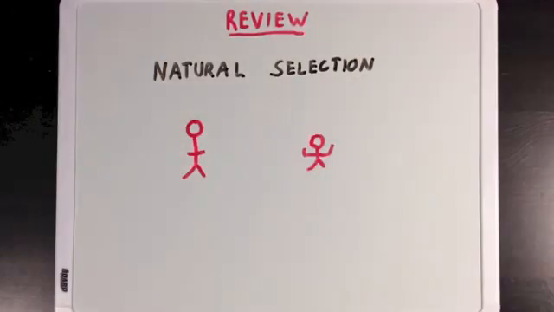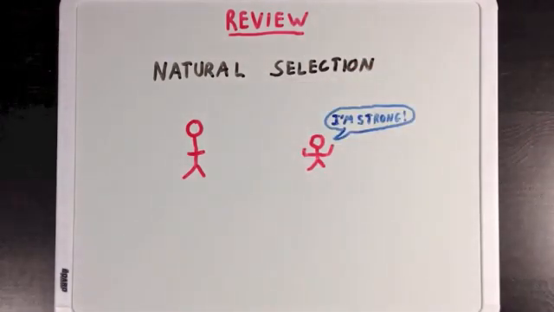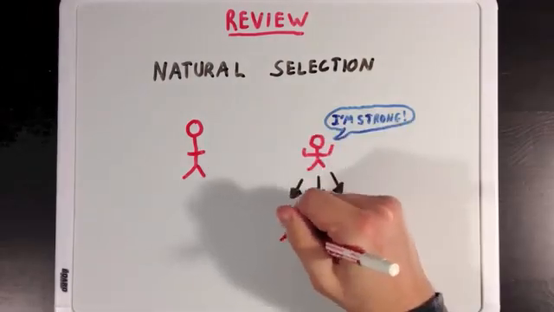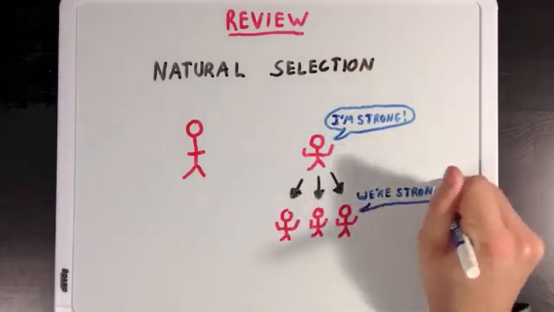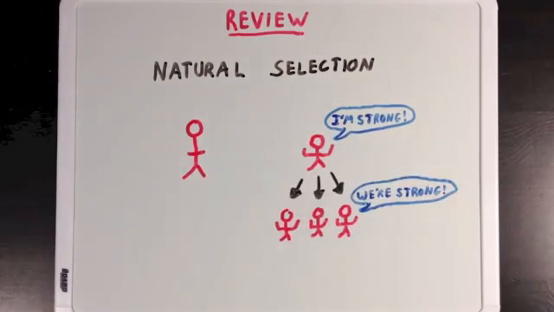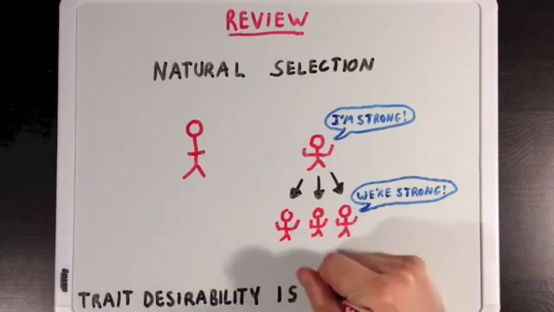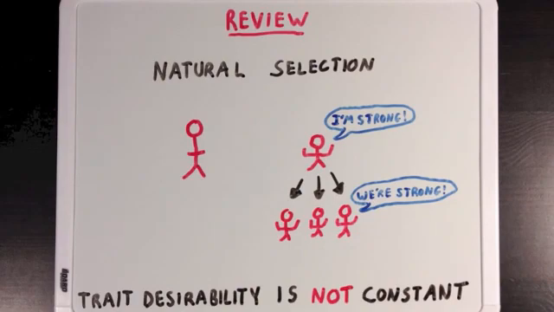So if you have a member of a population that has a special trait, like being really strong, then that person's more likely to live to an age where he or she can reproduce and pass on that special trait to offspring. But you should know that as times change, so too does the specialness of a trait. The desirability of a trait is not constant.